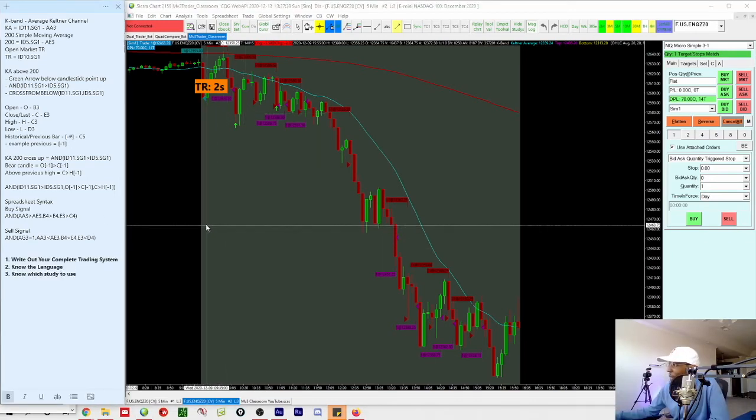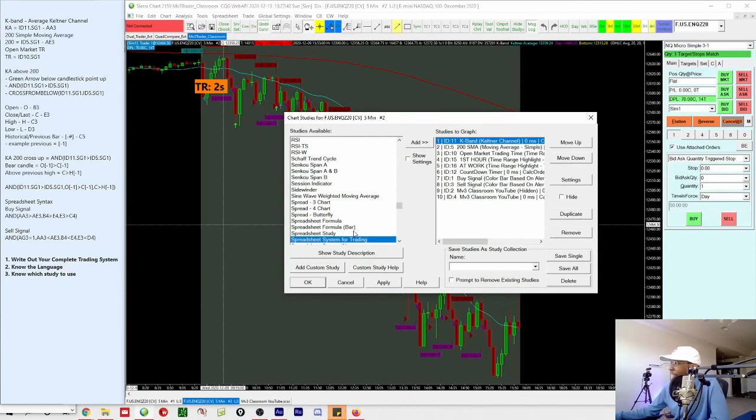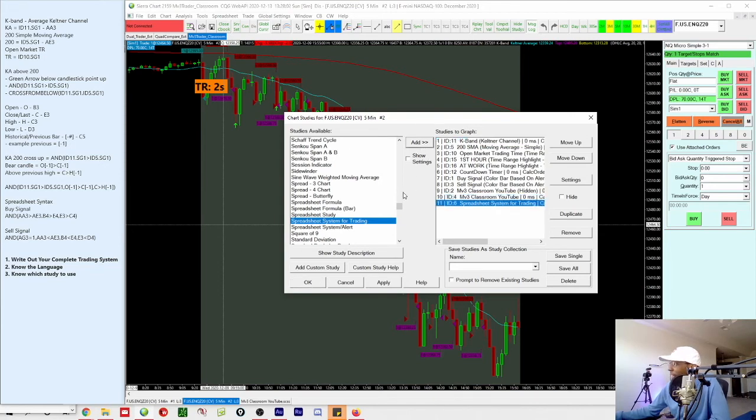All right. So with this one, we go into studies. For a trading system, of course, you want to use the spreadsheet system for trading. If you want to make an alert, you're going to use a spreadsheet system alert. Or if you want to make a study, you're going to use the spreadsheet study. Now we haven't talked about the study, but it's really the same thing. I'll open it up real quick just so we can look at it.